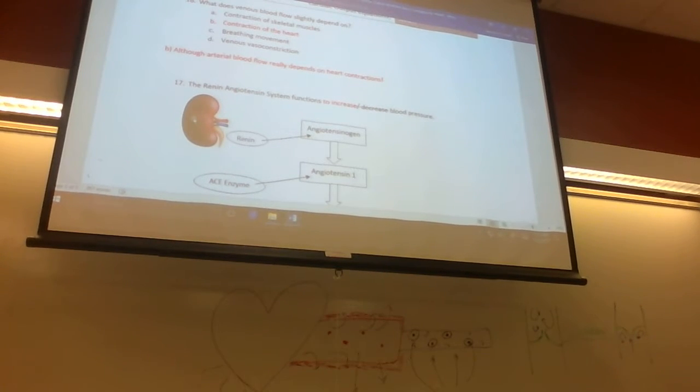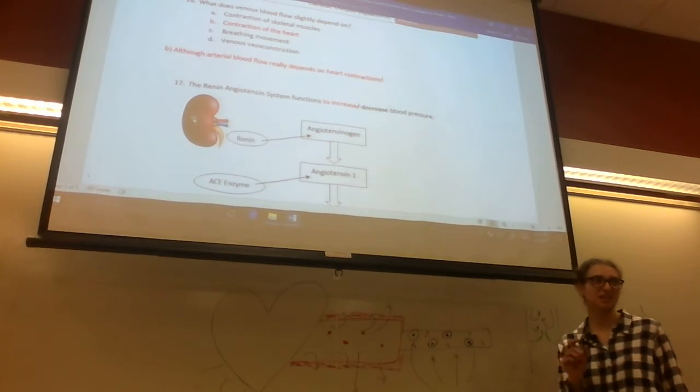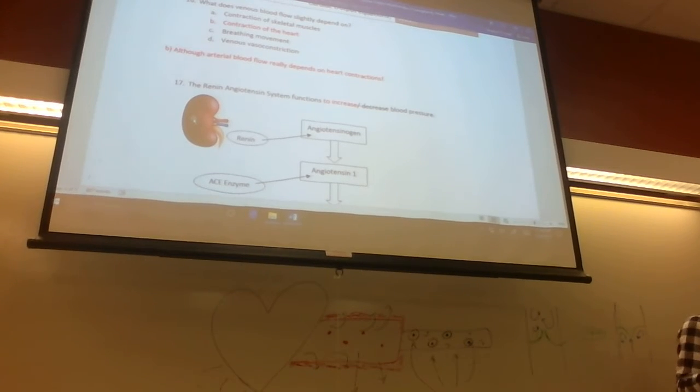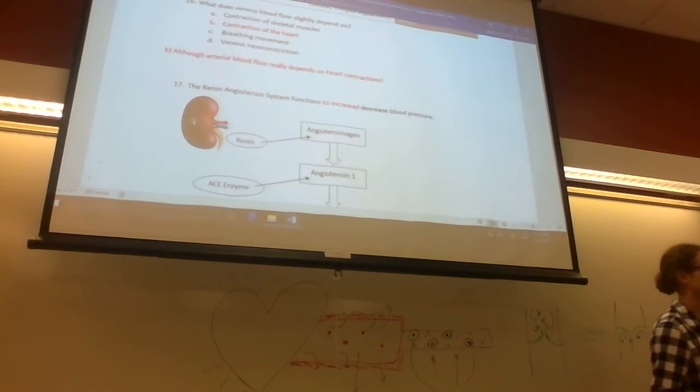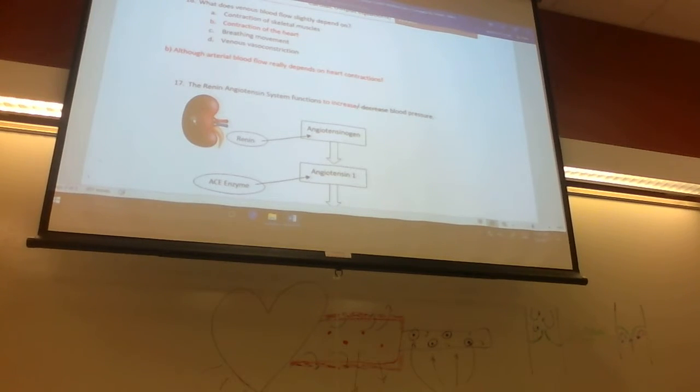However, contraction of the heart, venous blood flow only slightly depends on this. See how it's further? Just a little bit, not too much. Contraction of the heart is really what arterial blood flow depends on. So that one's kind of a trick question. Which one does it slightly depend on? It's just contraction of the heart. But the other three are pretty important, and I would memorize those. Hint, hint.